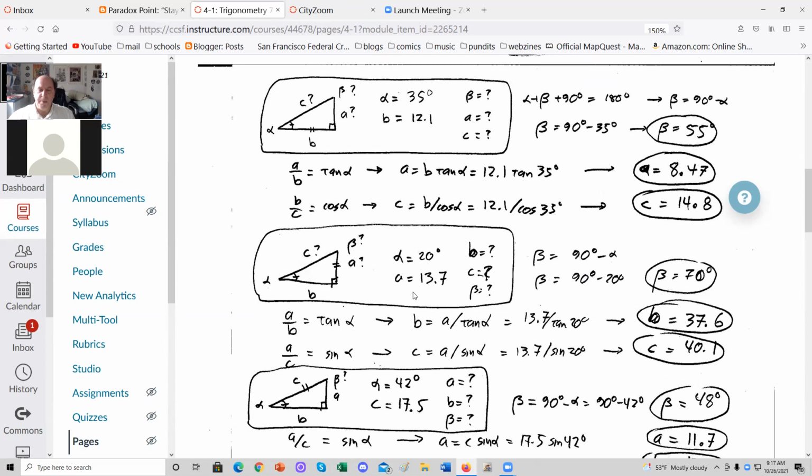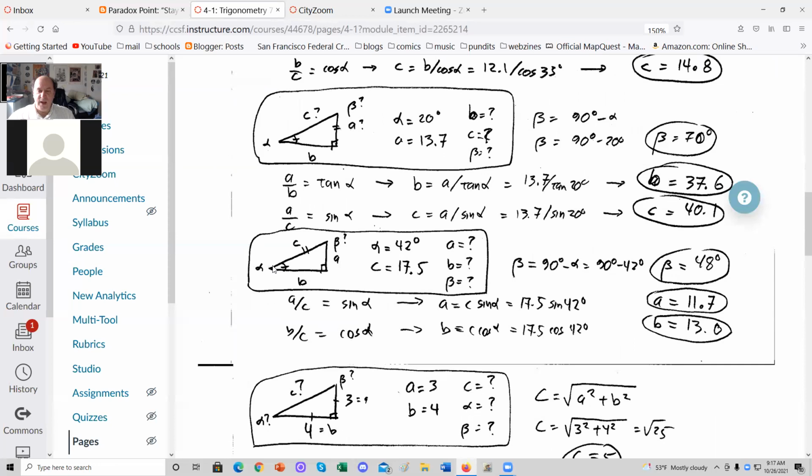Now, to find the other 3 numbers given alpha and A. B equals A over tangent alpha. So that's 13.7 over tan 20 degrees, which is about 37.6. A over C equals sine alpha. So after a bit of algebra, C equals A over sine alpha. That's 13.7 over sine of 20 degrees, about 40.1.